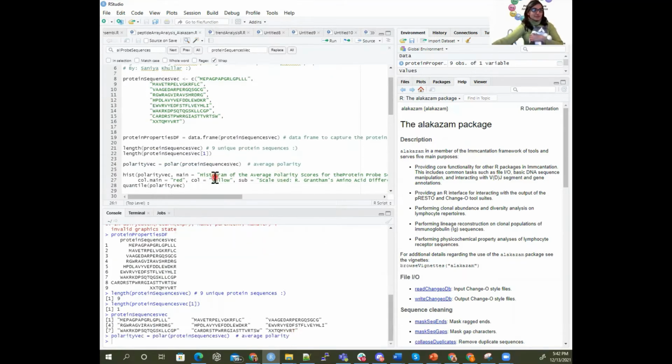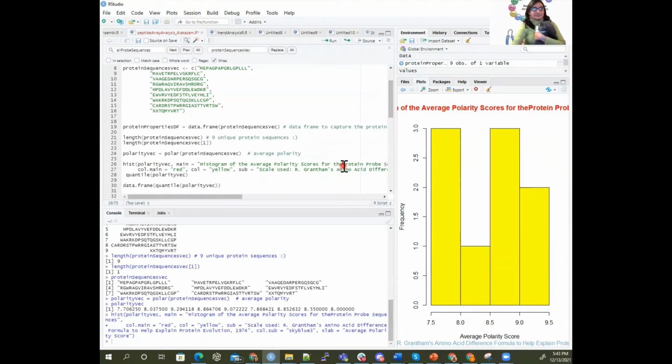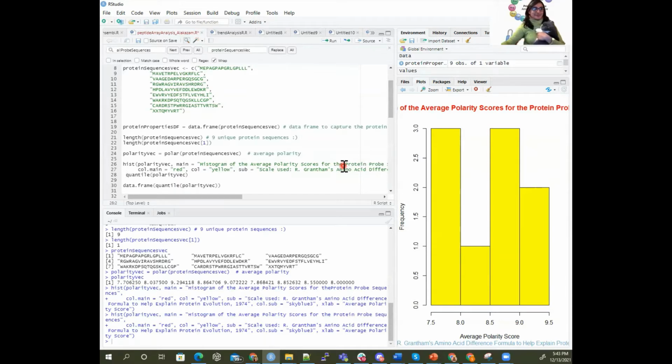If you put them into this polar function, it will return the average polarity. So for the first one, we have 7.706250. For this other sequence, it looks like this value here. For the third sequence, it is this. These are the polarity values. And then you can plot the histogram here.